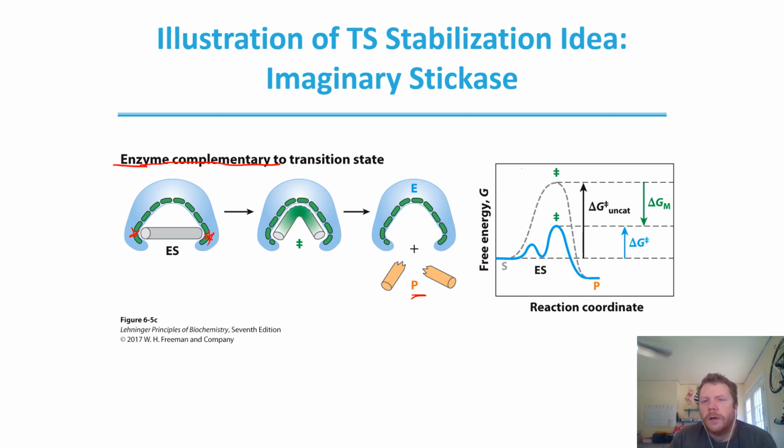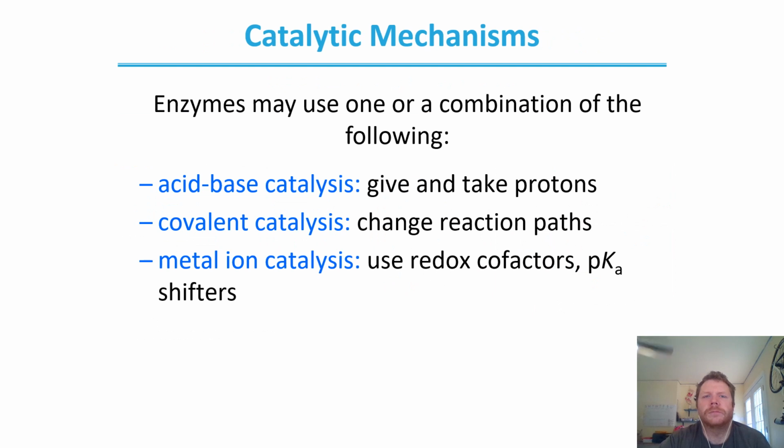And so our delta G double dagger is getting from our substrate up to here. Yes, we do have that initial binding, and we do have an activation energy for that, but it's not as dramatic, and our ES structure is not more stable than the free substrate. So we get to this ES double dagger, and before you know it, your products are produced.